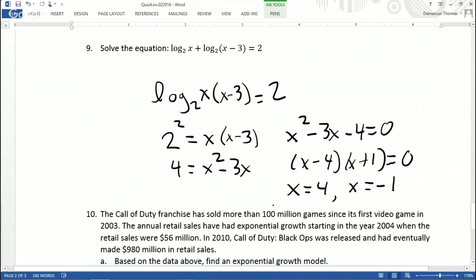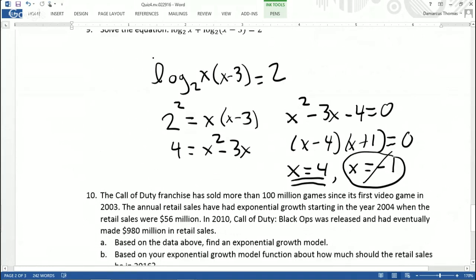The problem is that logarithms aren't defined for negative values. They're not part of the domain of that function, of a log function. Log functions are bounded by the vertical asymptote x equals 0. And so you can't plug in 0 nor any negative value. And so this is considered an extraneous solution. It's not a solution at all. The only solution we get is x equals 4.